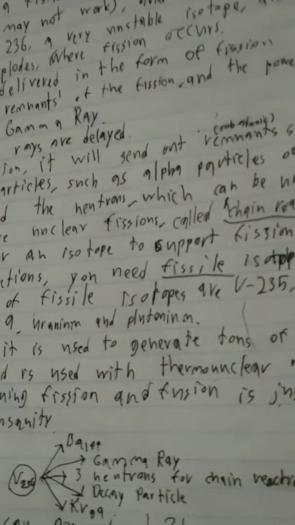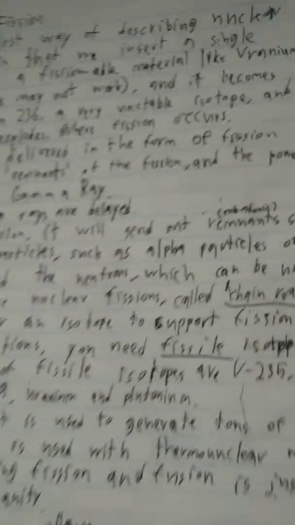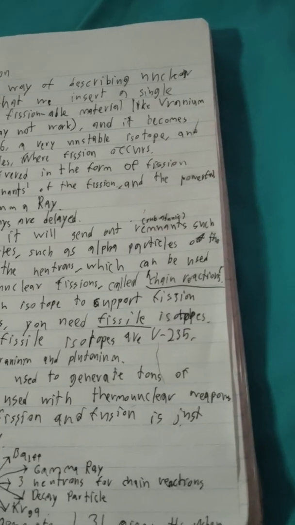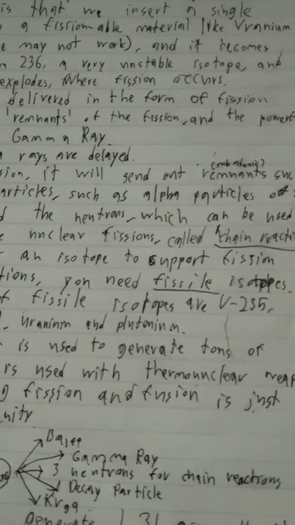Therefore, it will trigger nuclear fission, which will release a lot of energy, as well as fission products and decay. Energy is also delivered in the form of fission products, as I said before, as well as gamma rays. So powerful gamma rays are allowed to generate a lot of energy, but some gamma rays may be delayed. After fission, it will also release other particles such as decay particles, positrons, neutrinos, and other forms of energy.